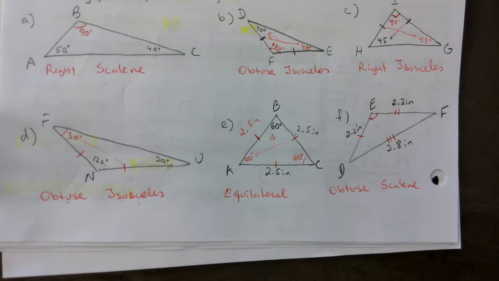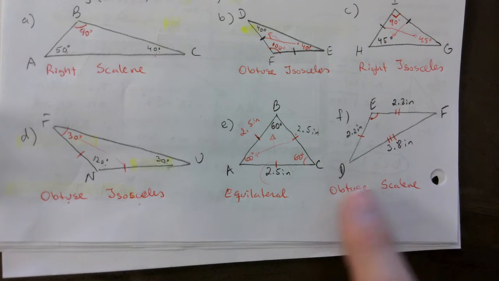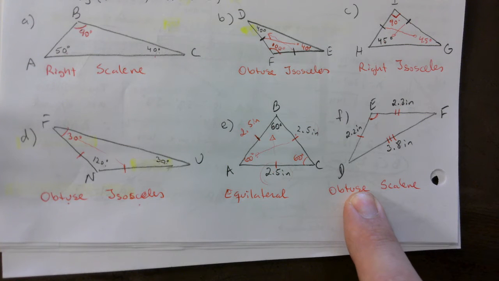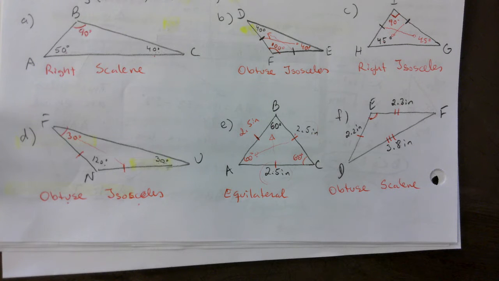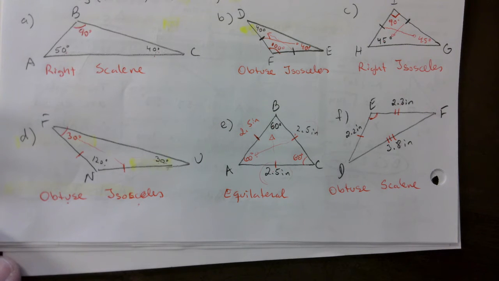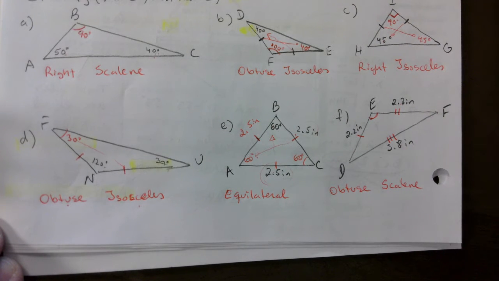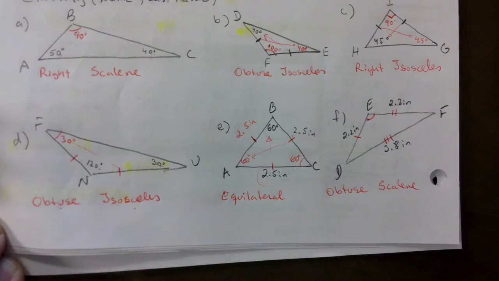And soon I will make you draw them. Like if I say, hey, draw me an obtuse scalene triangle, and I will ask you to do that, you'll have to put the markings in or put numbers in, whatever you feel like you need to do to make that happen. Good? You know how to name them now, right?